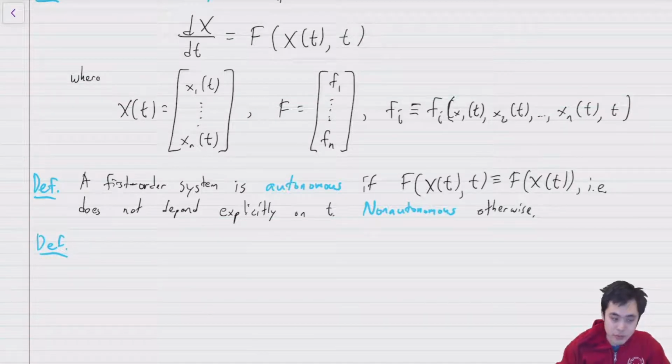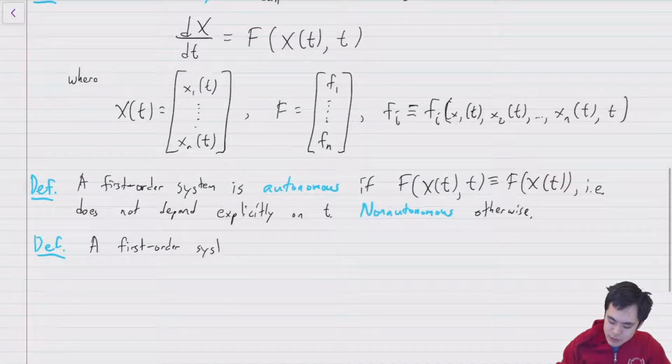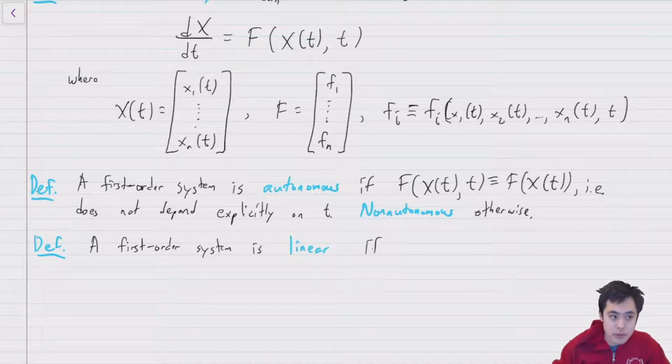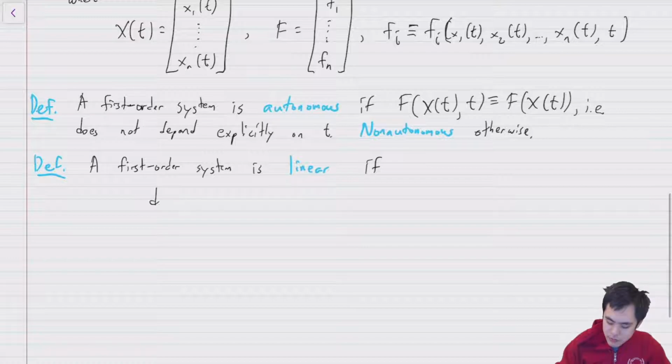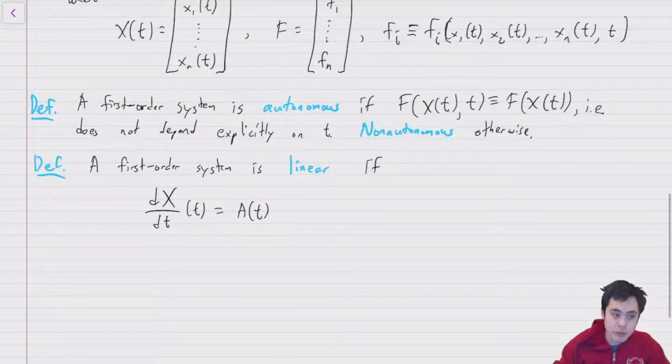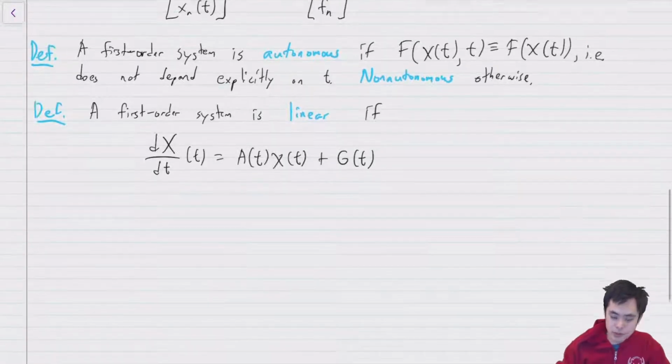And it's linear if we can write it in matrix form, like as a matrix, basically if the function f can be written as a matrix. A first order system is linear if dx/dt, and this is of course a function of t, is equal to A(t) x(t) plus g(t).